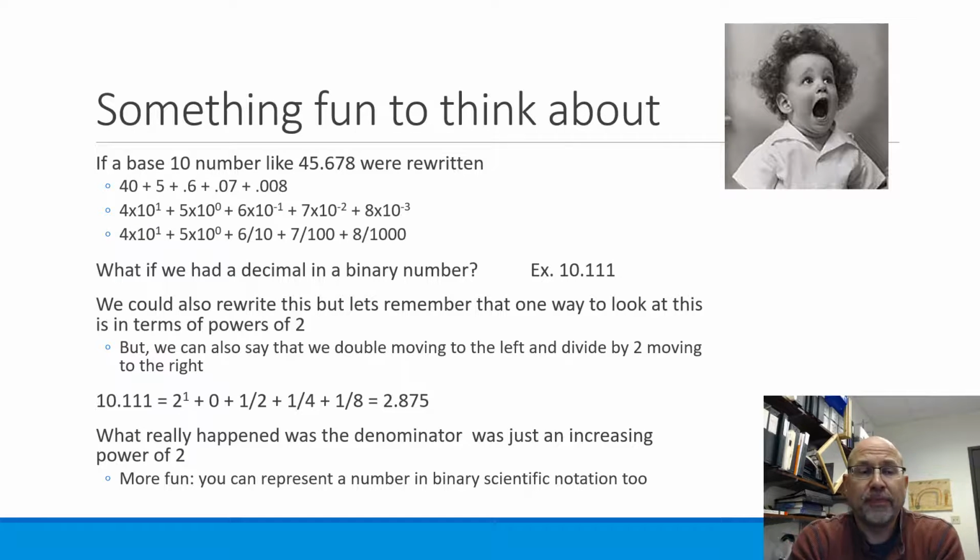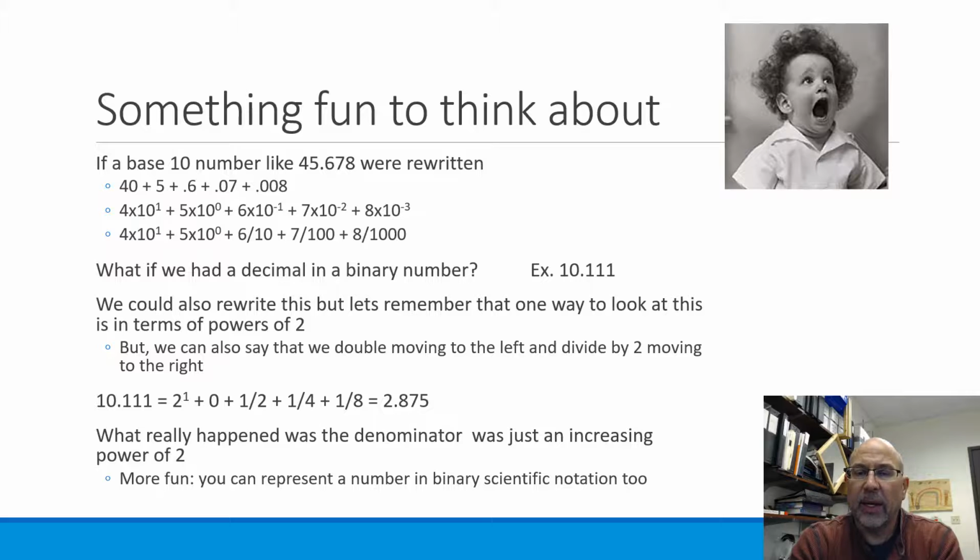So here's something fun to think about. If we took a base 10 number and we thought about all the different ways that we could write it, right? We could write it based on its component parts, 40 plus 5 plus 0.6 plus 0.07 plus 0.008. We could write it in scientific notation, but then we would notice that all of the numbers to the right of the decimal point would have negative exponents. And we know that negative exponents are fractions. So we could say that 6 times 10 to the minus 1 is actually 6 divided by 10. And 7 times 10 to the -2 is 7 over 100, and so on and so on.